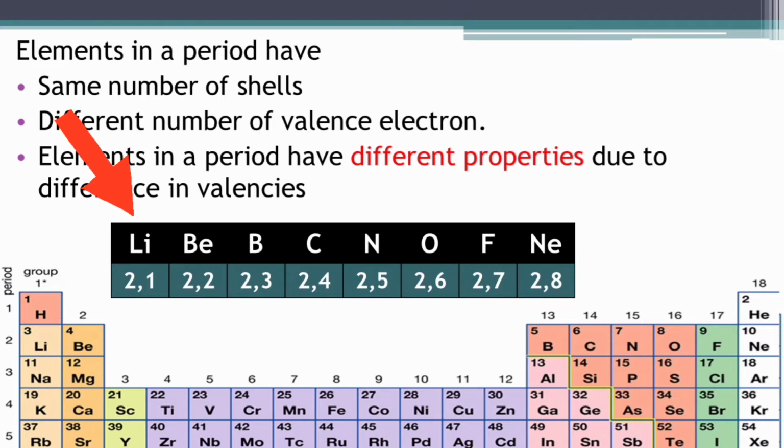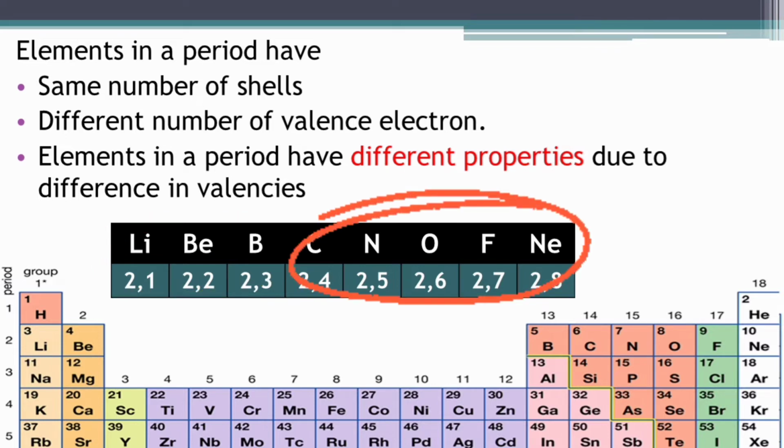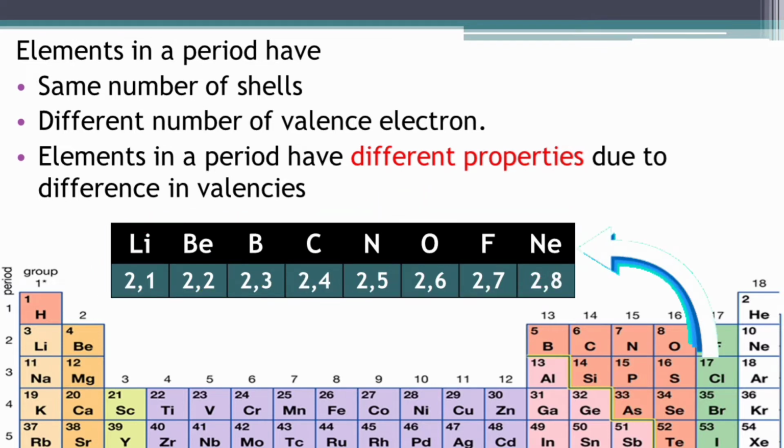In all these elements, the K shell is filled, but in the L shell, electrons get filled one by one. So for lithium, the configuration is 2-1 and its valency is 1, whereas for boron it is 2-3 and its valency is 3. For all these 8 elements, the valency is different, and this difference in the number of valence electrons gives rise to different properties. Lithium, beryllium and boron are metals. Carbon, nitrogen, oxygen, fluorine and neon are non-metals, and neon is a noble gas.